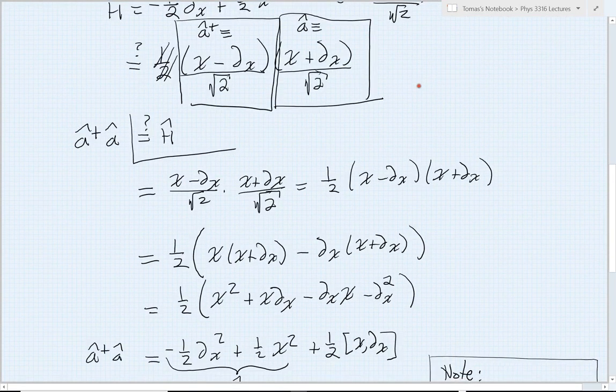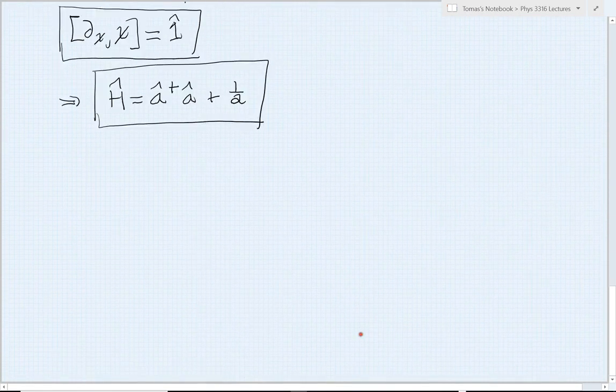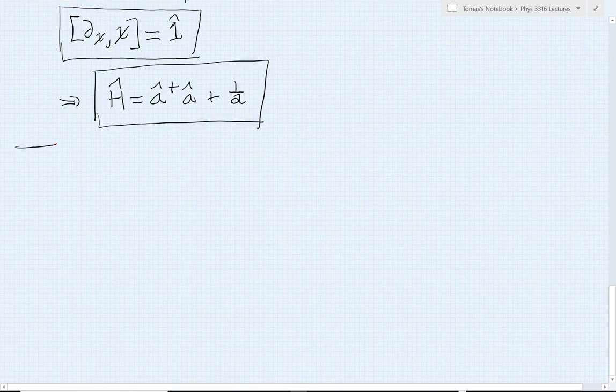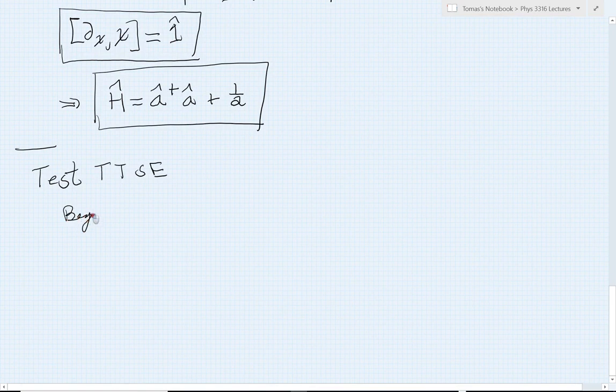So let's begin then with the simplest of our states. Let's test the time-independent Schrodinger equation on our ground state. Let's begin with the simplest case, and then as we move our way up to the more complex cases, we can step by step build up the lessons we need to know how to use these new types of operators.